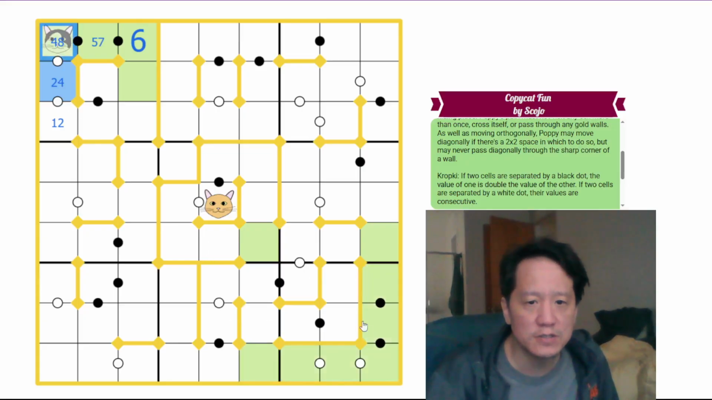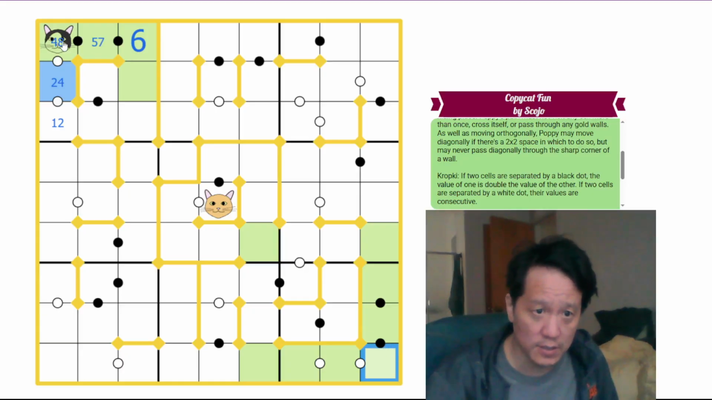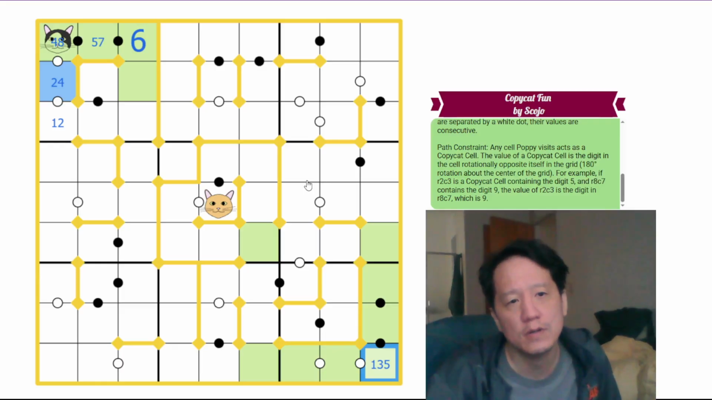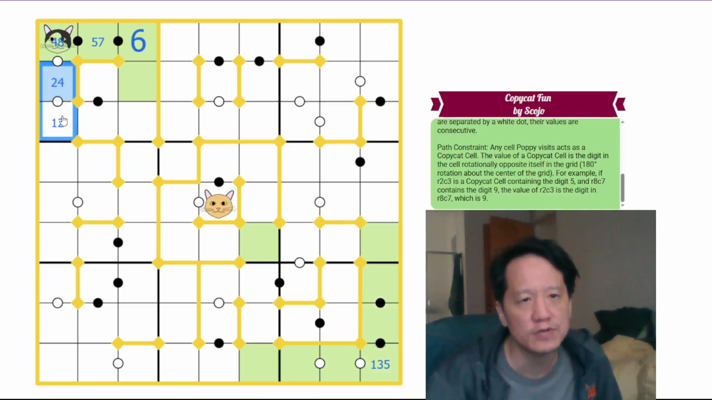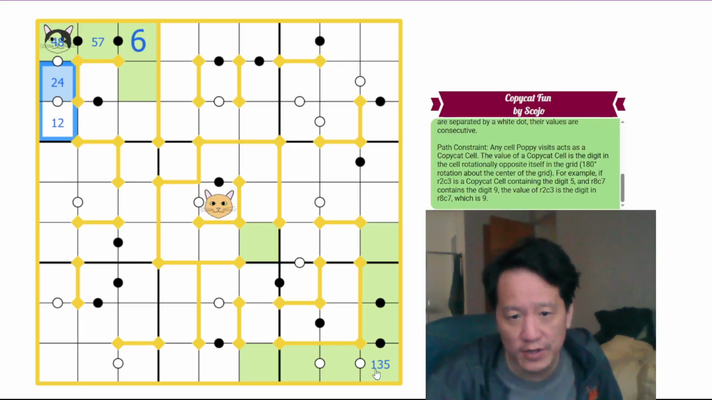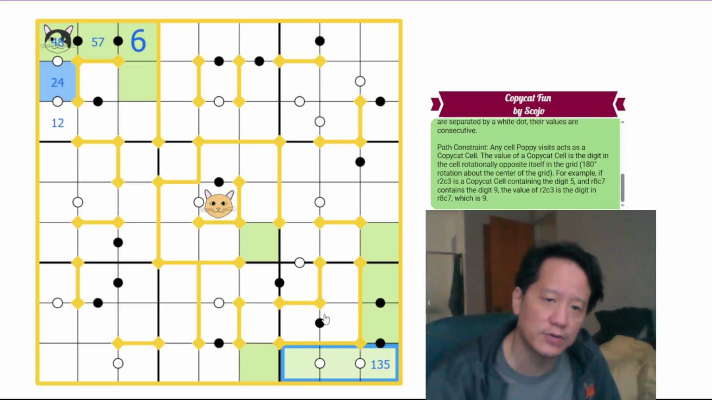That means this digit here is consecutive with 2 or 4. So it's 1, 3, or 5 here. We don't have any other information because these are just copycat cells of these. We don't have any information here either.